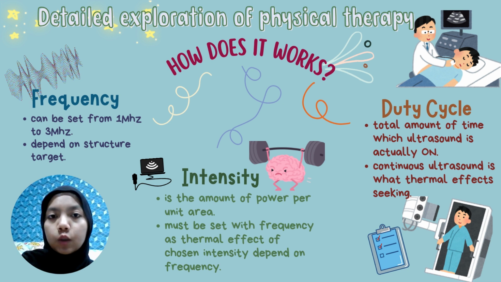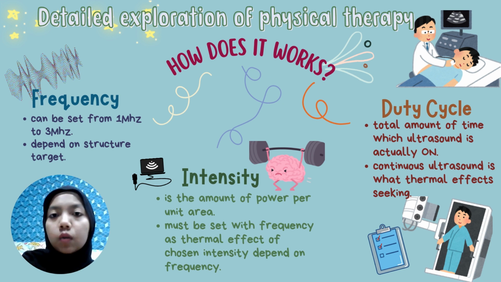Ultrasonic waves are most likely to penetrate deeper into soft tissues at 1 MHz, while the effects are limited to more superficial structures at 3 MHz. Next, the intensity is the amount of power per unit area, which is usually expressed in watts per cm squared. As we can see from how intensity is expressed, a smaller ultrasound head and a smaller treatment area mean a smaller cross-sectional area, which is cm squared, and thus a higher intensity. Intensity must be set with frequency, as the thermal effect of the selected intensity will depend on frequency.